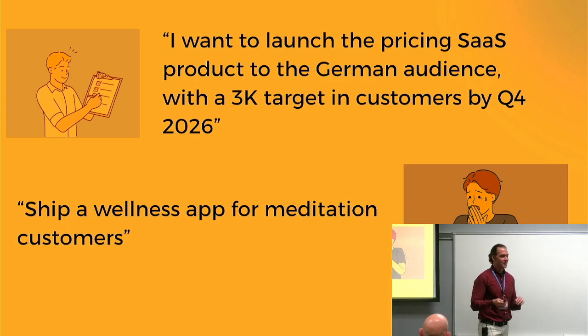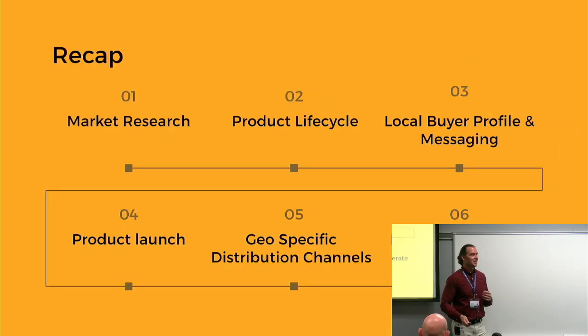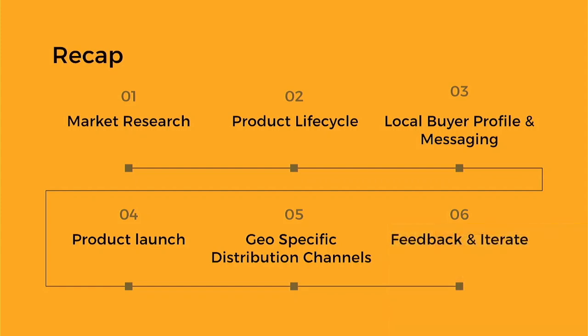I hear this all the time. Actually, I heard it this past week. So very relevant. Work with sales. If you don't, you're going to get the cut, or you're going to hear back from them in some form or another. So recap: what does our strategy involve? Market research, product lifecycle, buyer profile messaging, your product launch, your distribution, and then make sure you feedback and iterate.